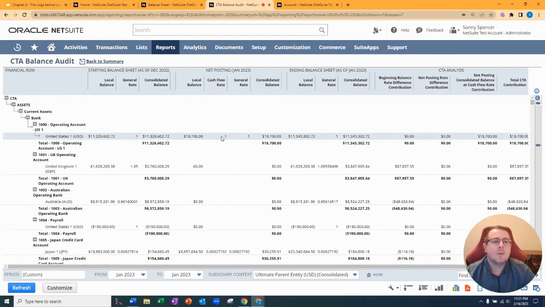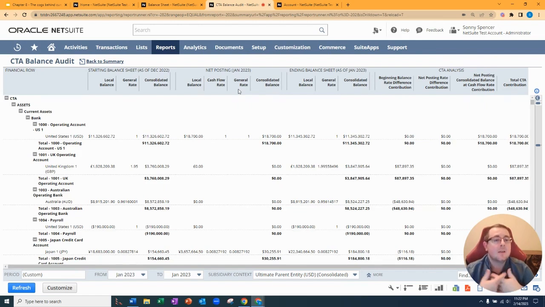Now we can ignore the cash flow rates included in this report because they're not used, they're really for information only. Moving on to the general rate type then, this is the consolidated exchange rate that NetSuite will use for the accounting period in the to section. To arrive at the consolidated balance, we simply take the local balance and multiply it by the general rate.